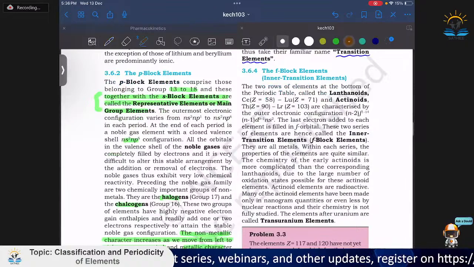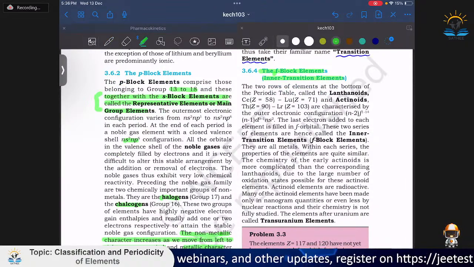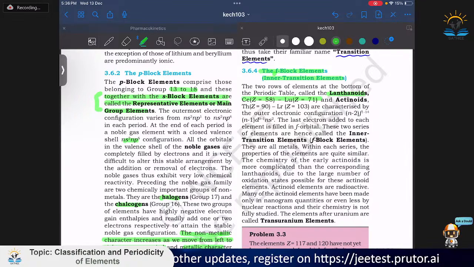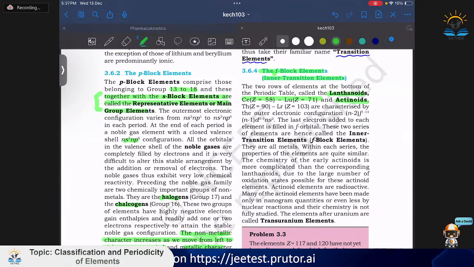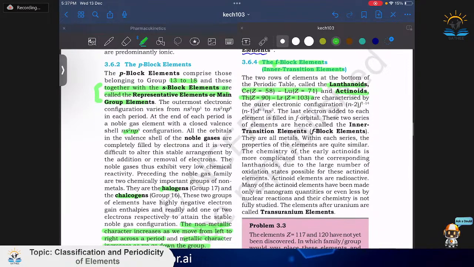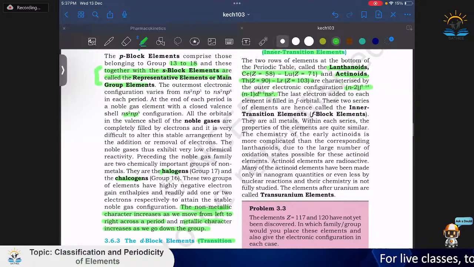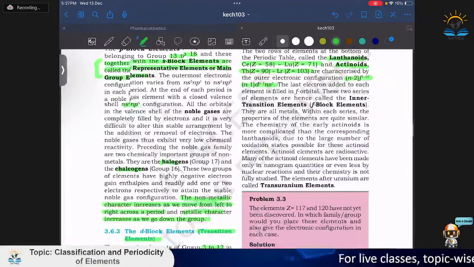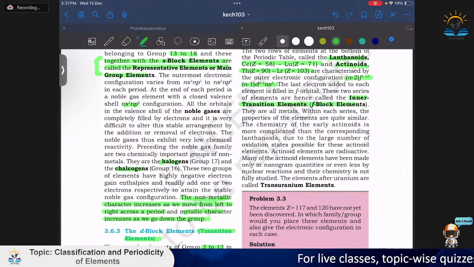Then come the inner transition elements. Nothing much to be remembered about them. They are not of much use to us. Just remember till what atomic numbers they extend. So lanthanides, they extend from Z is equal to 58, cerium, to lutetium, Z is equal to 71. Then come the actinides, Z is equal to 90, thorium, till lawrencium, Z is equal to 103. Their outermost electronic configuration is n-2 f, n-1 d, and ns2. These two series are called inner transition elements or F block elements.